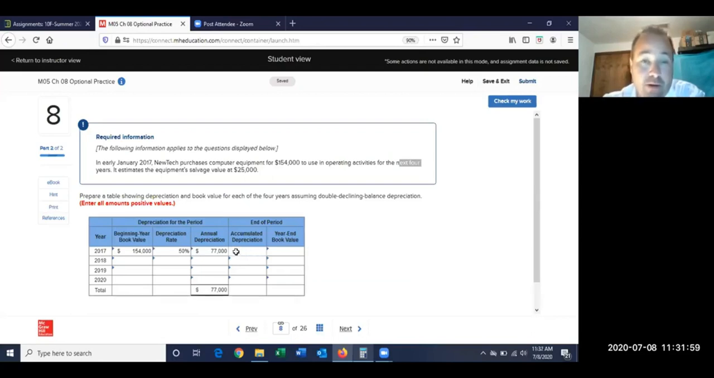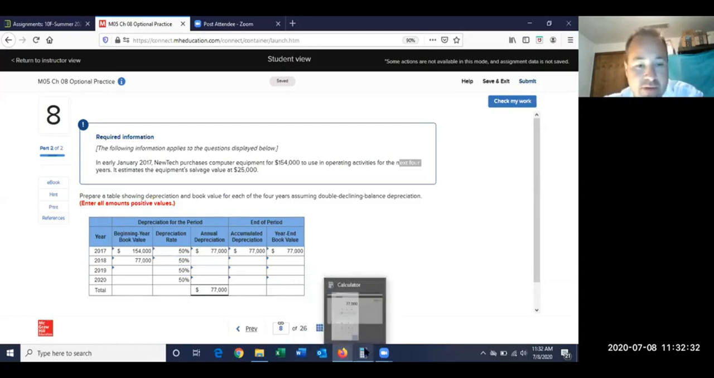I don't have any prior depreciation, so that is my accumulated depreciation. And it's kind of weird, since it's half, we take 154 minus the depreciation, that's 77,000 still. It's not going to usually be like that, but for the first year, when it's a 50% rate, that's how it works out. Now that end year book value becomes my beginning of the next year book value, so that's another 77,000 here.